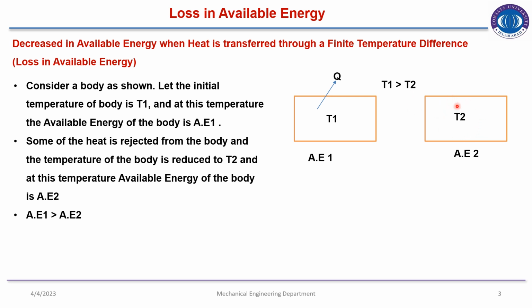So the reduced temperature body is represented over here. Now the temperature of the body is T2 and the available energy content of the body is AE2. Here it is written that as T1 is greater than T2, therefore the available energy content AE1 is greater than AE2.